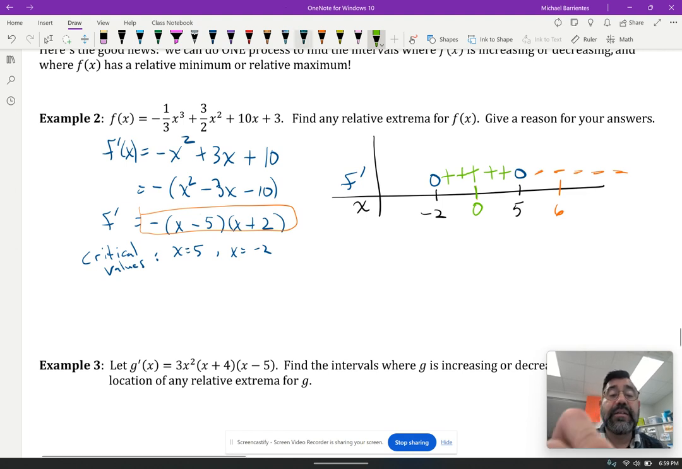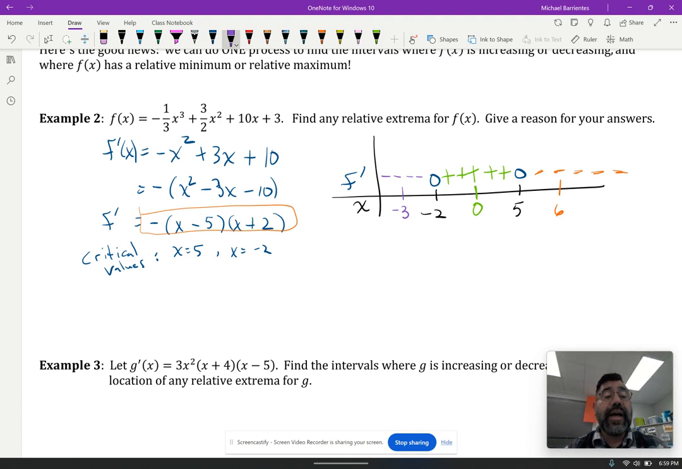And then let's pick a number over here, like -3. So -3 substituted into the last one would be negative. Substituted into the first one would be negative. So negative times negative is positive. But then don't forget there's another negative, so this is all negative. Great. I just figured out what my derivative is doing.